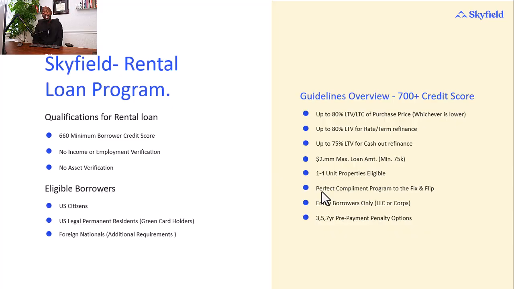In terms of the type of entities that we lend to, we only lend to LLCs and corps, all right? So S corps, C corps, and LLCs. We don't lend to individuals. So if you're looking to purchase a property or you're looking to borrow funds to purchase a property, you're going to have an LLC set up or some type of entity set up, whether it be an LLC, S corp, or C corp. Prepayment penalties, 3-year prepayment penalty, 5-year prepayment penalty, and 7-year prepayment penalty options.